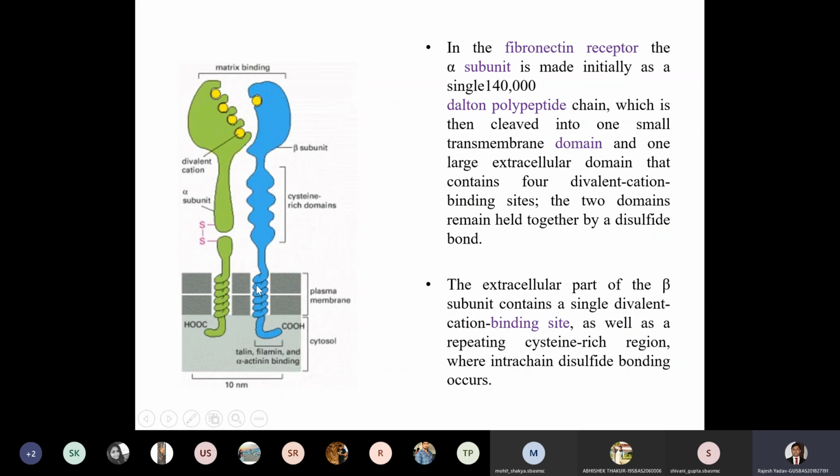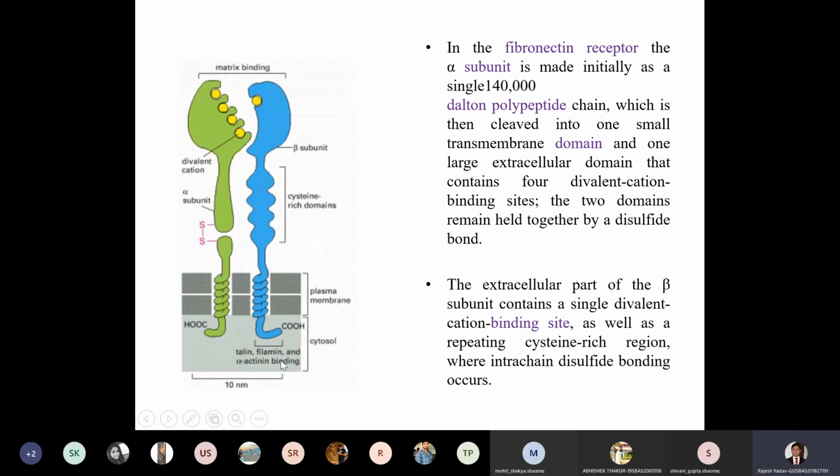While in the beta unit, both units are connected to each other. That means the transmembrane and extracellular units are not separated; both are already combined. And in the extracellular unit, a cysteine-rich domain is present. That means this domain has a large number of cysteine amino acids that may form disulfide bonds. And the upper portion of the beta unit just binds one cationic ion.